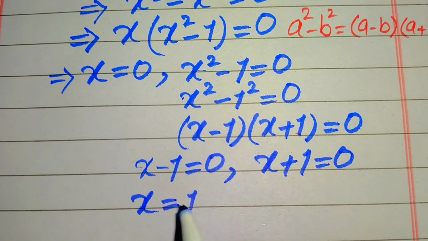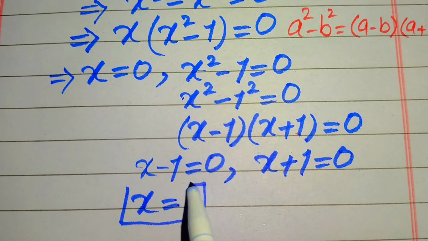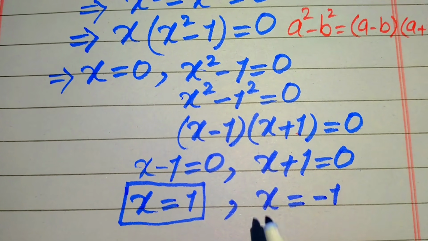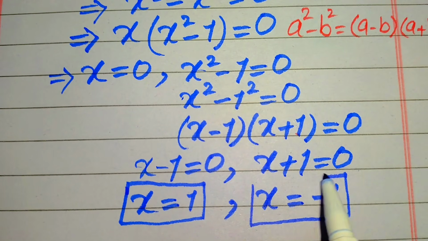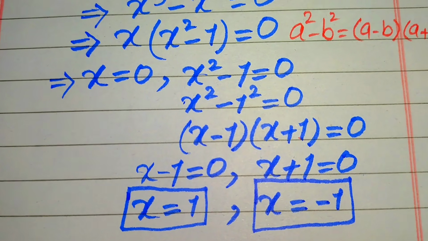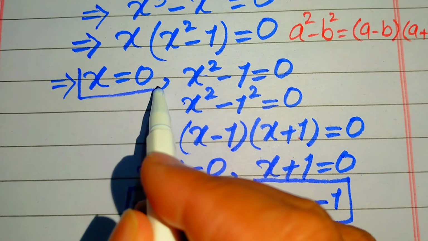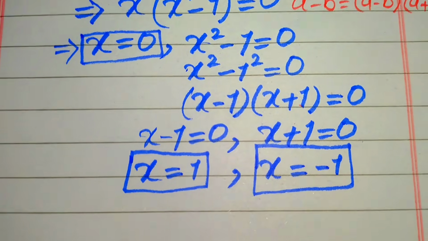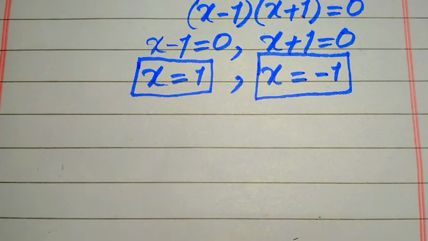Here we move minus 1 to the right hand side, and we get the value of x is equal to plus 1, and from the other we move plus 1 to the right hand side, and we get x is equal to minus 1. And we also have x is equal to 0. So these are the three roots of the given equation, which we get from the first method.